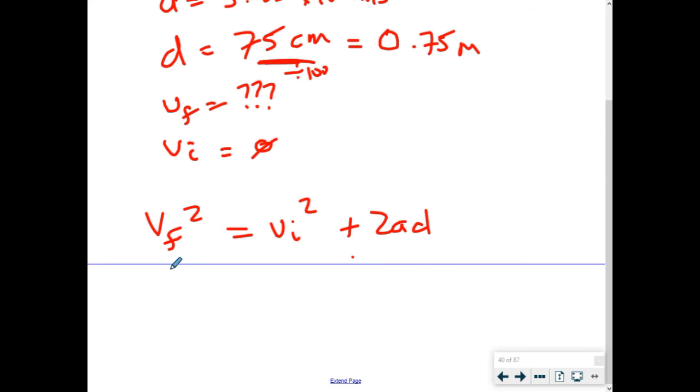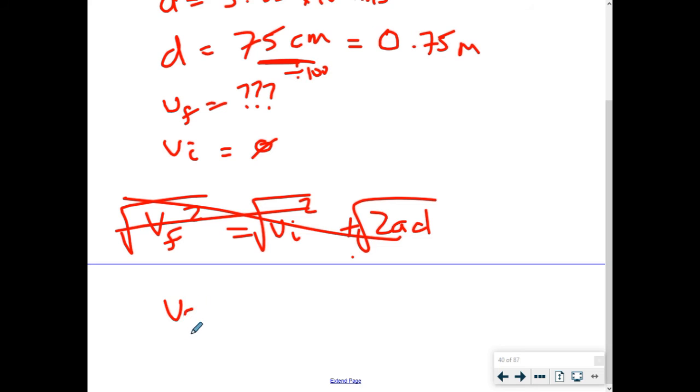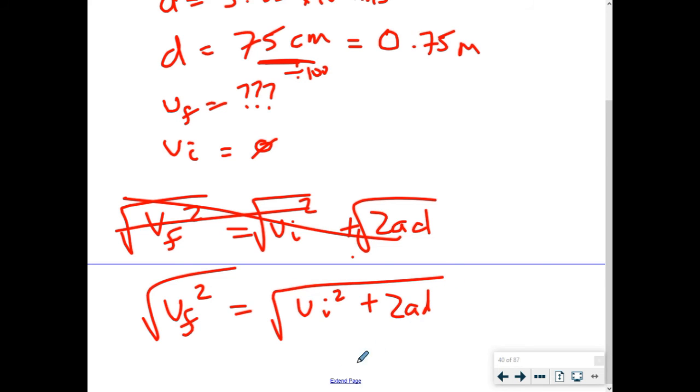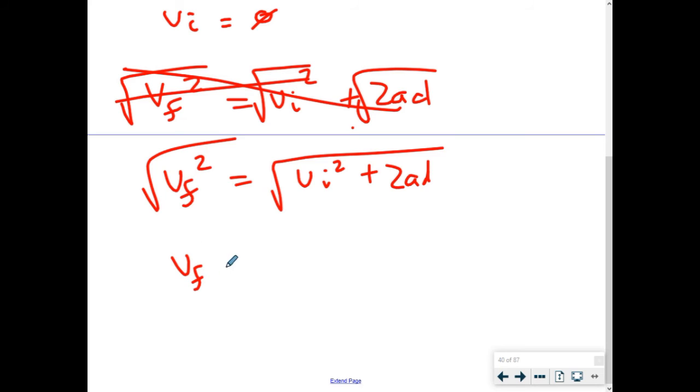How do you get rid of a squared factor? Now a quick thought here. This is not what you do: do not square root each term. That's not how square rooting works. You square root the entire side. So if this was Vf squared, you square root the entirety of one side or the other. So your final formula will be Vf equals the square root of Vi squared plus 2AD.